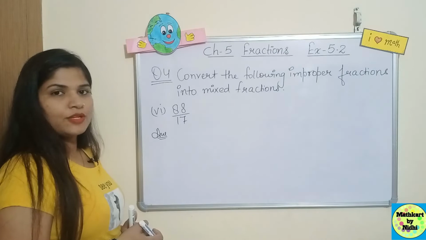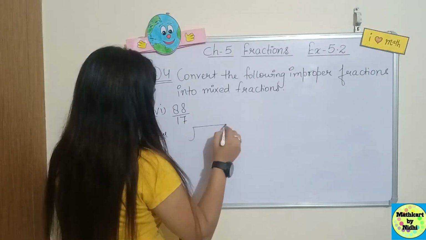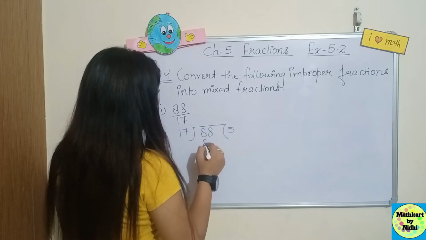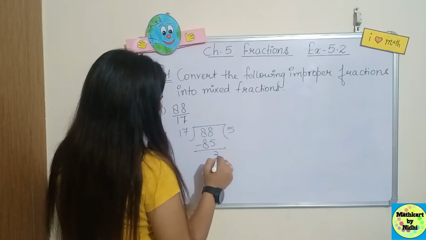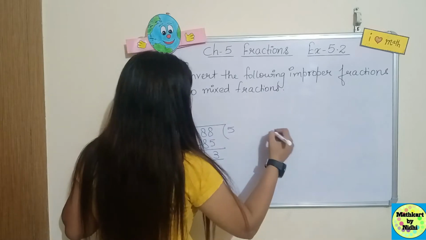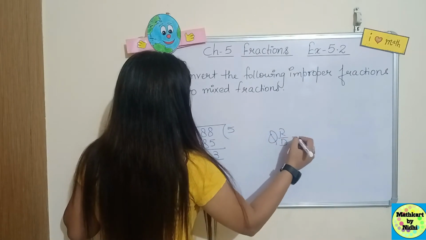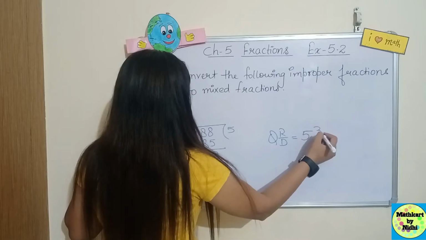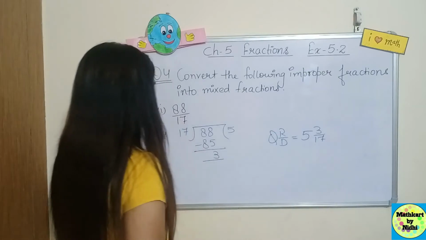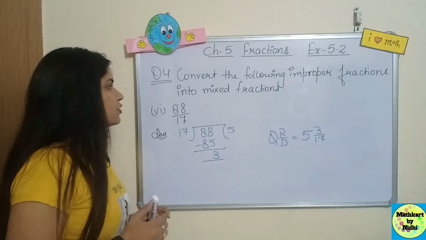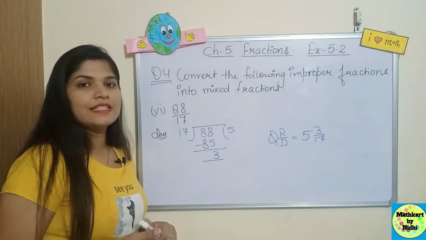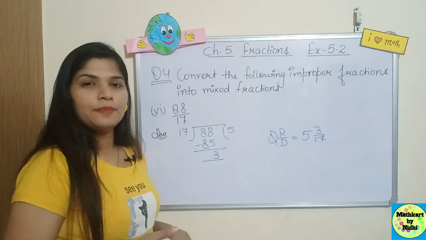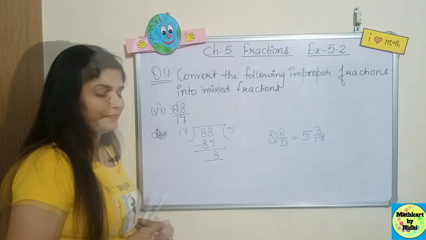Sixth part is 88 upon 17. 17 5s are 85. 3 is the remainder. So QRD form will be 5, 3 upon 17. Right? So here in this book, you have been given 8 parts. I have done it here till 6. The 7th and 8th parts you can try by yourself, right?